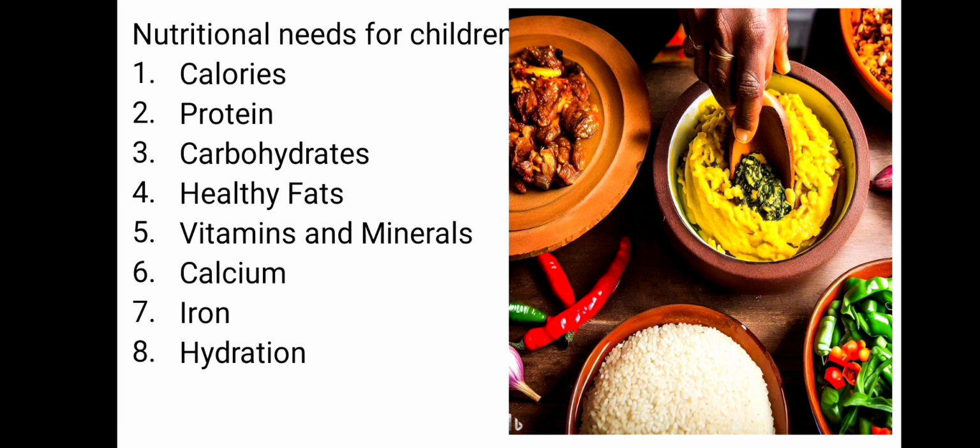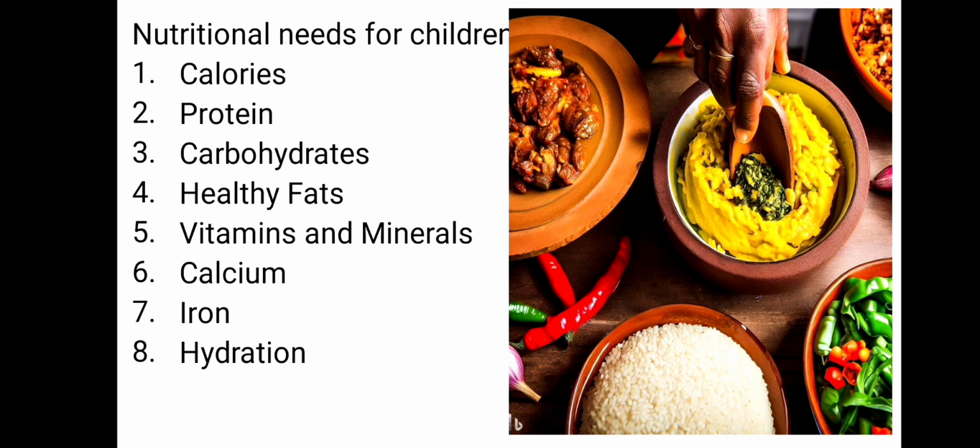Children also need vitamins and minerals. They need adequate intake of essential vitamins and minerals for their growth and development. Just ensure you include fruits, vegetables, and dairy products, milk products into their meal. Children need calcium. Calcium is vital for building strong bones, strong teeth. So you can give them milk, you can give them yogurt, you can give them leafy green vegetables. All these are sources of calcium.